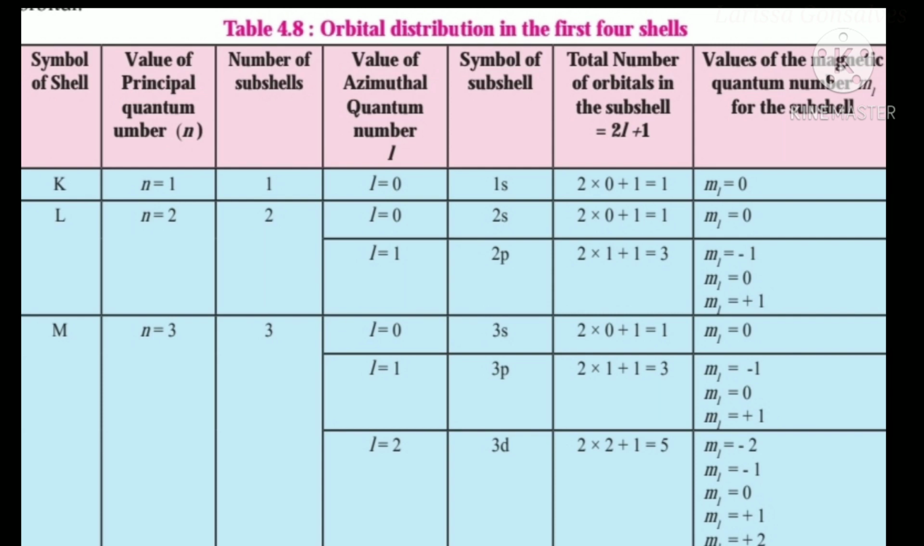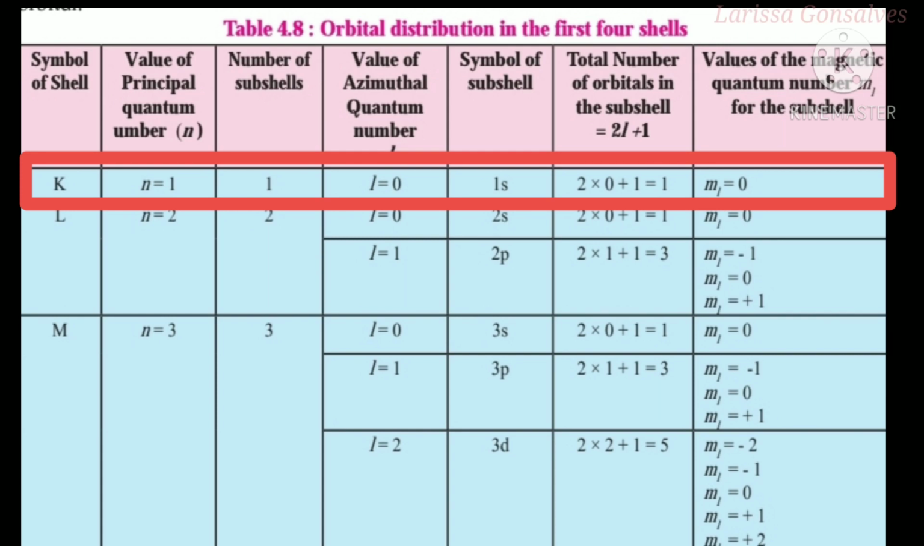Let us now revise the orbital distribution in the first 4 shells. First is the K shell, and we know that the principal quantum number, which is denoted by n, is equal to 1 for the K shell. So the number of subshells present is equal to 1.